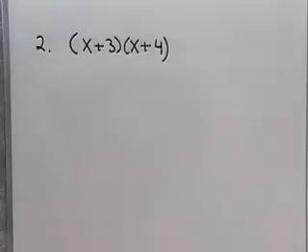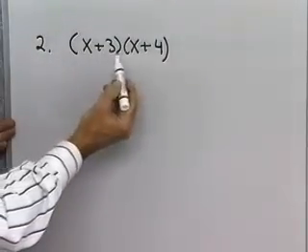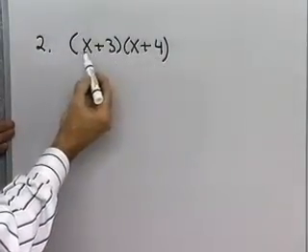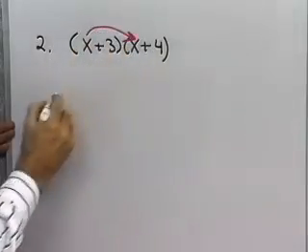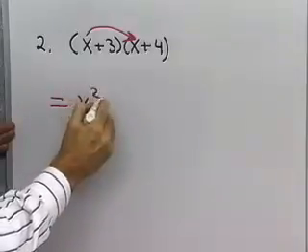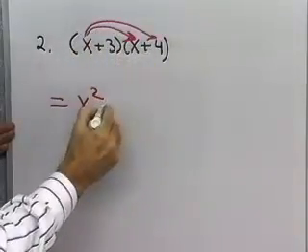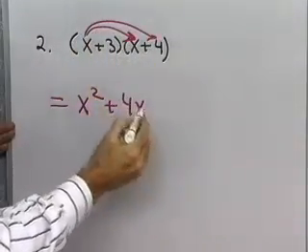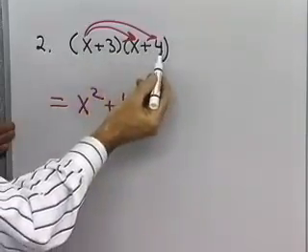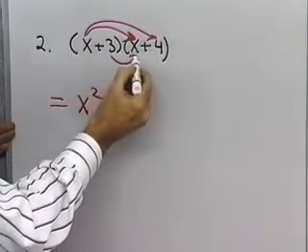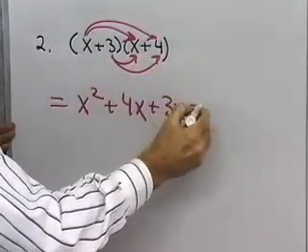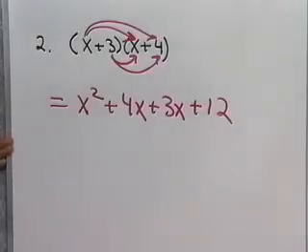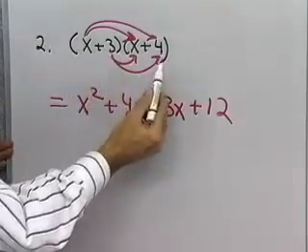Our next problem, I have two binomials, x plus 3 times x plus 4. I need to multiply each term here by each term here. So I need to multiply x times x. I get x squared. X times 4. I get 4x. That takes care of x times each of these. Now I'll move to this 3 times x. I have 3x, and then 3 times 4, 12. So there's each term here times each term here.